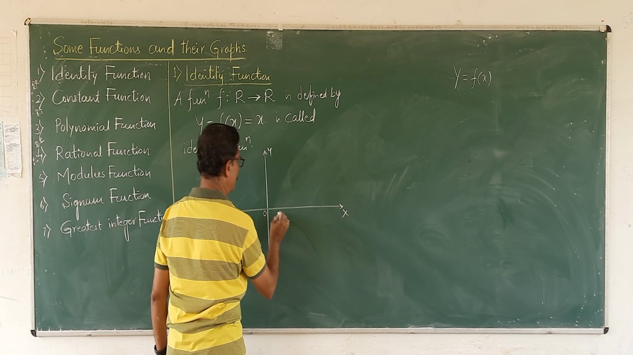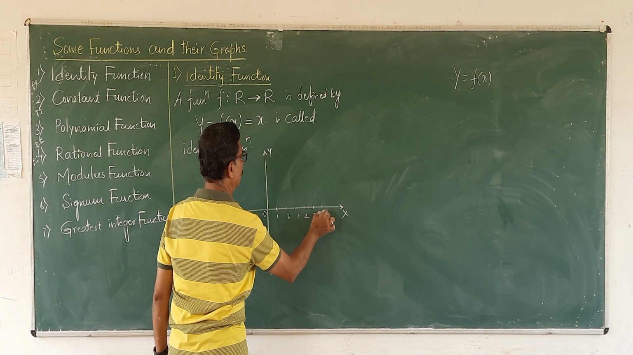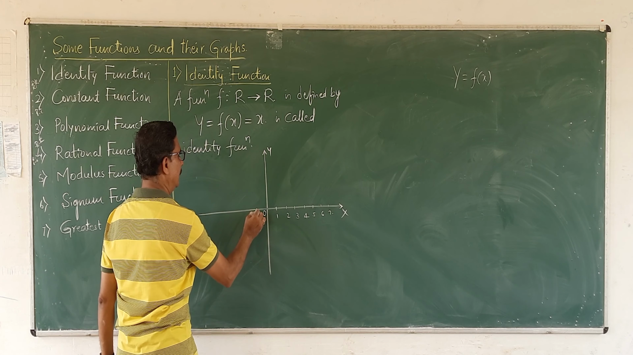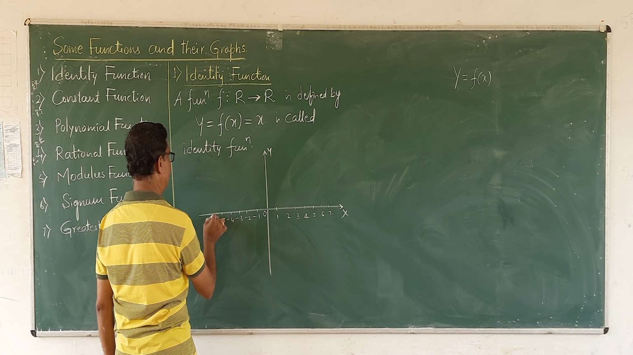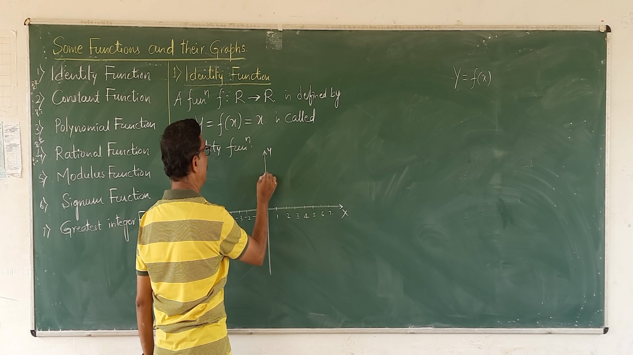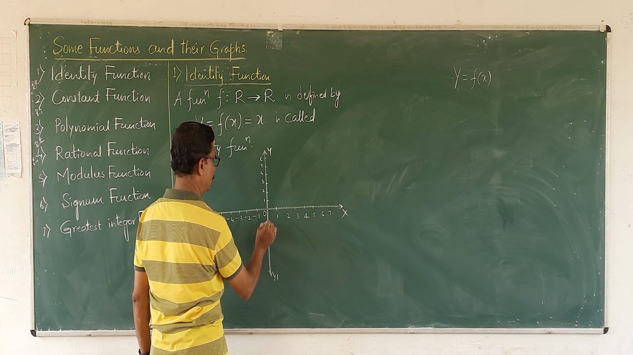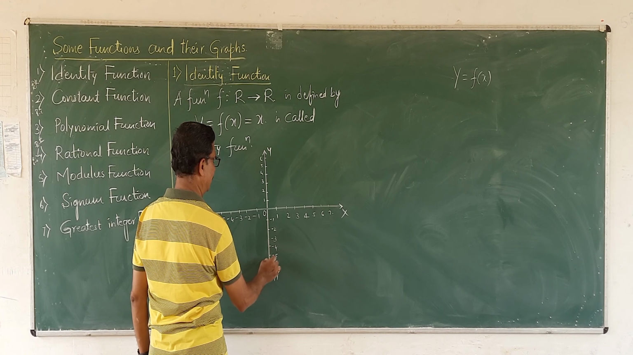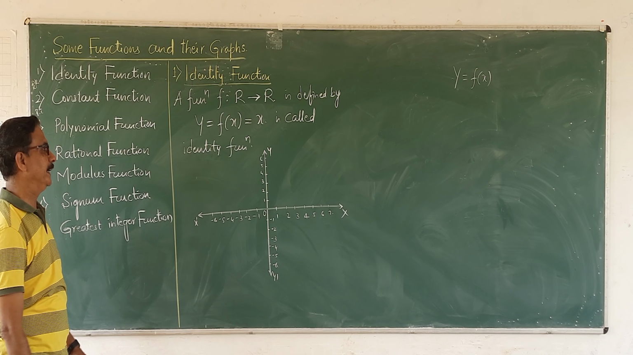On the right side it is positive numbers 1, 2, 3, 4, 5, 6, 7 and so on. On the left side, negative numbers -1, -2, -3, -4, -5 and so on. Upward, positive numbers 1, 2, 3, 4, 5, 6 and so on. Downward, it is negative numbers. You know the graph, already in 10th standard, isn't it? Now draw the graph of the identity function.